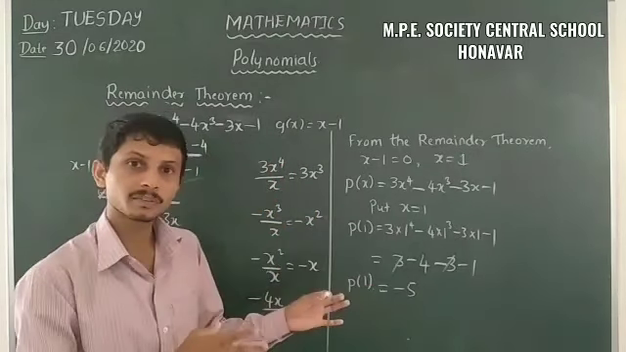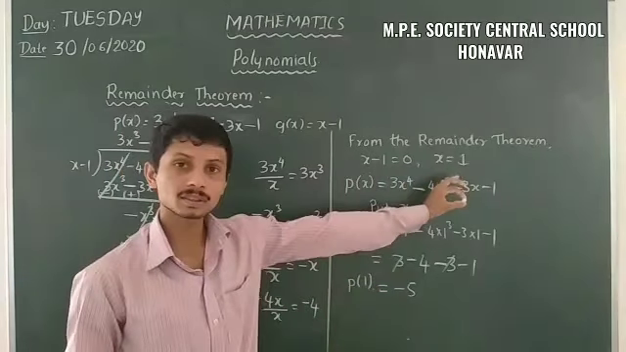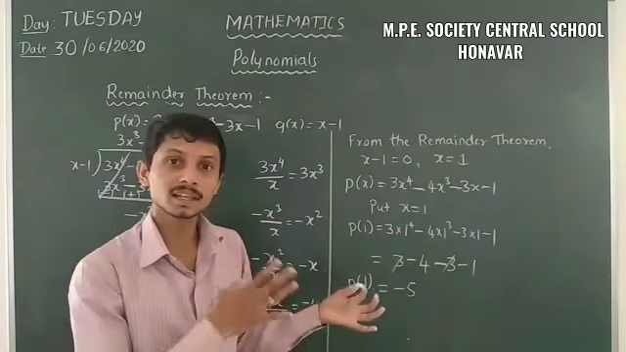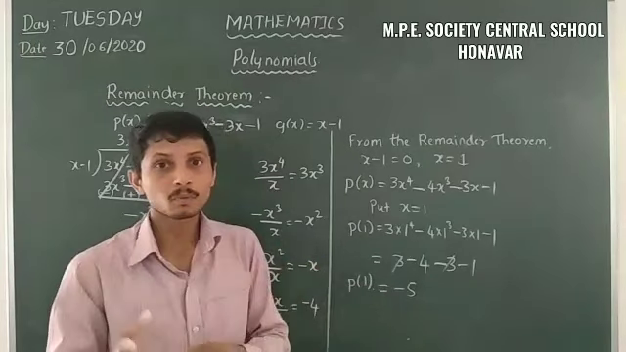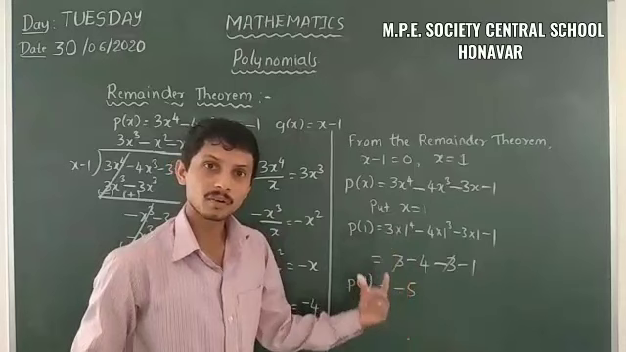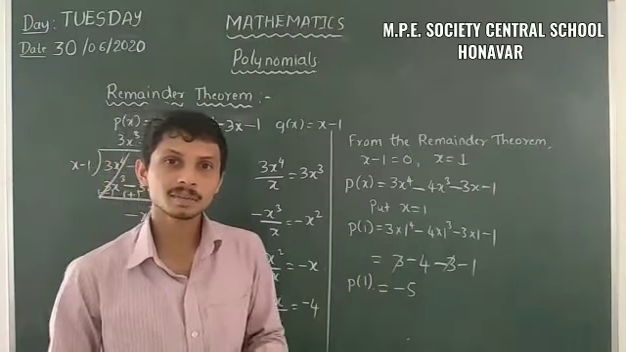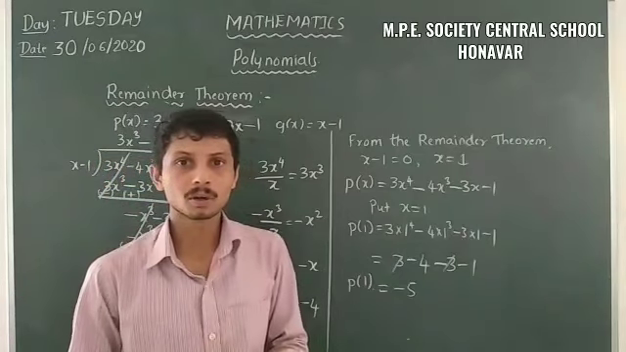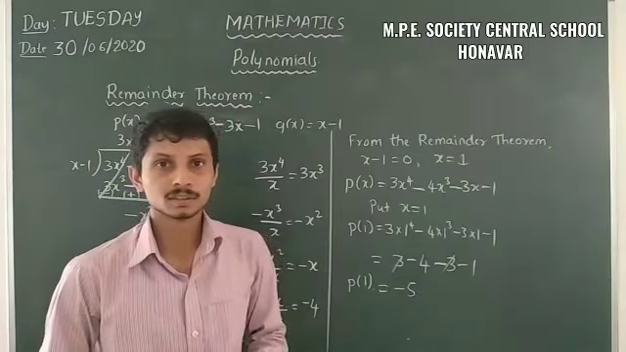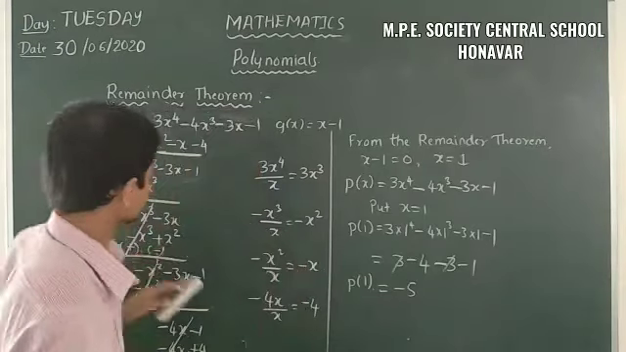So in the remainder theorem we substitute x is equal to a. Here we substitute x is equal to 1, that means a is 1. After substituting the value of a, we got the remainder. So the remainder theorem is true for this polynomial. So let us move on to the next problem.